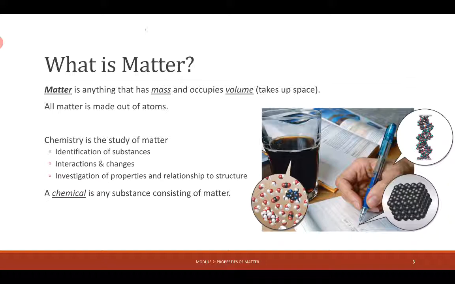By definition, a chemical is any substance consisting of matter. Matter is anything that has mass and occupies space, meaning it takes up space. It has volume. All matter is made out of atoms. If you look at this picture here, you can see that there is soda, but within the soda, there are water molecules, there's carbon dioxide bubbles, that's the gas that is the carbonation, and then there's also caffeine, and sugar. So there's lots of different substances within this soda.